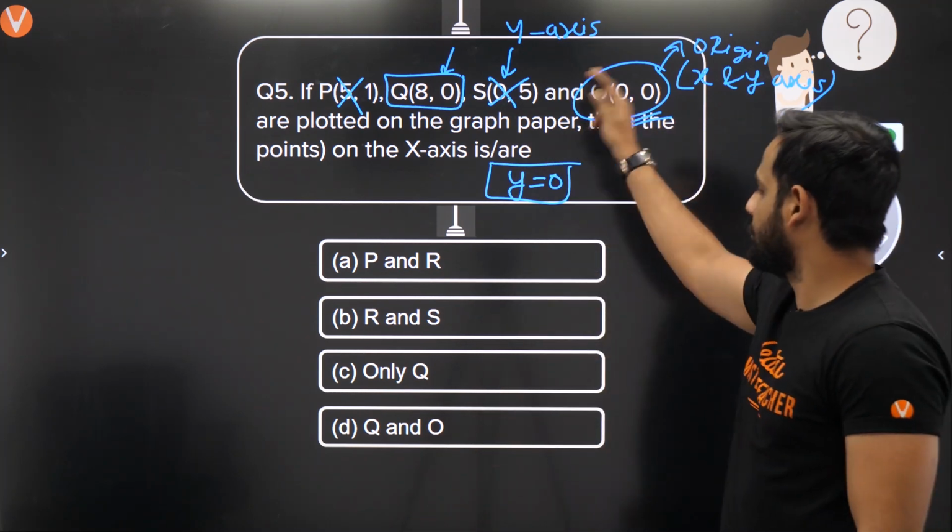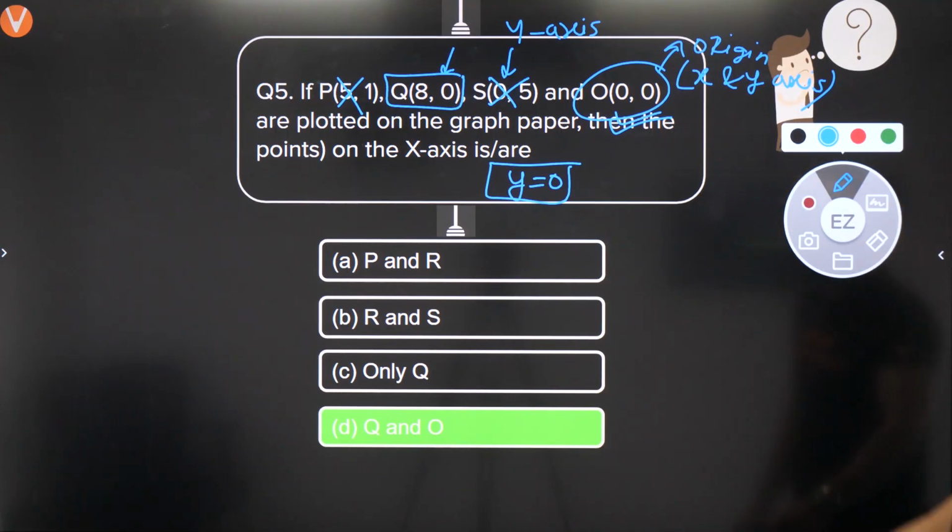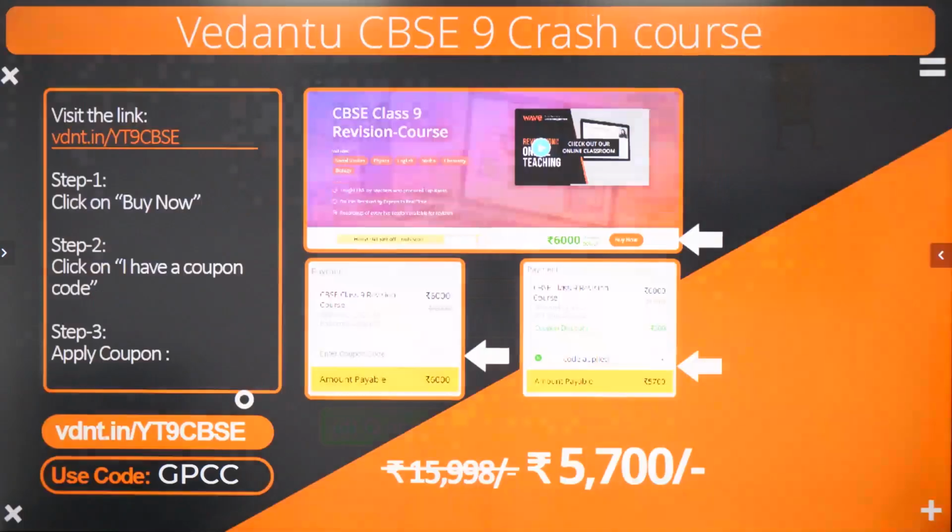So what are the points? Q and O. Q and O, that means option D is your correct answer. Option D is your correct answer, right?